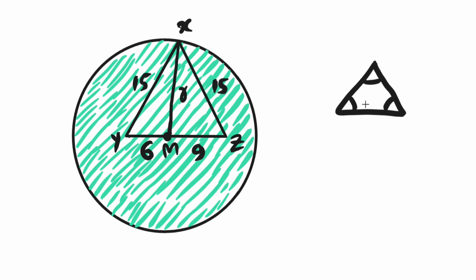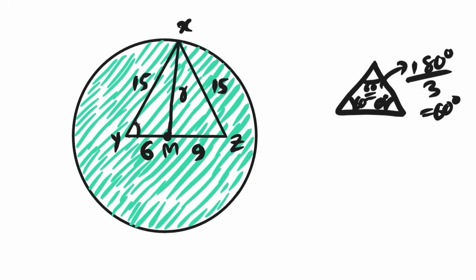All three interior angles are equal, and the angles of a triangle add up to 180 degrees. So each angle must be 180 divided by 3, which is 60 degrees. Therefore, angle XYZ is 60 degrees, and angle XZY is also 60 degrees.